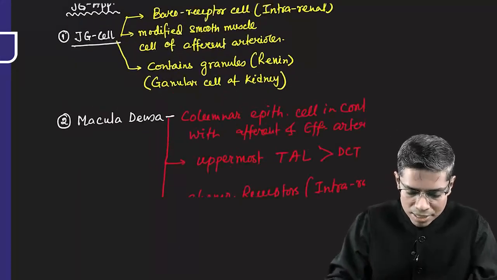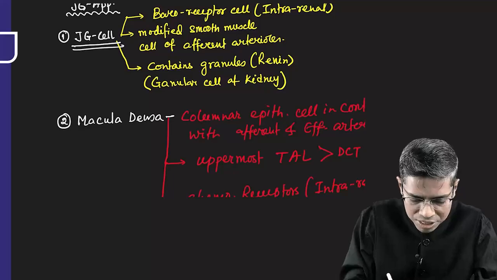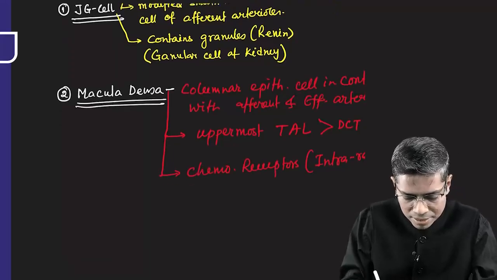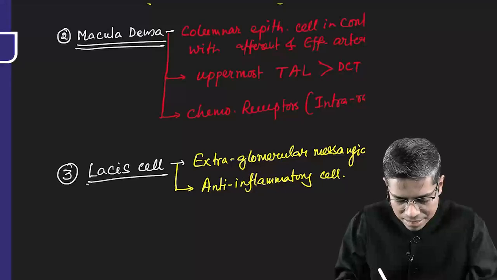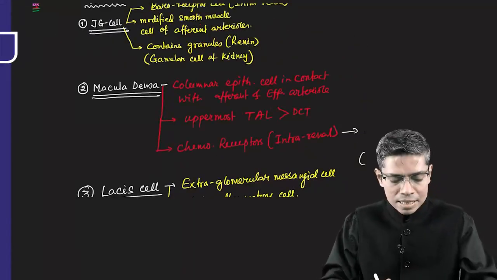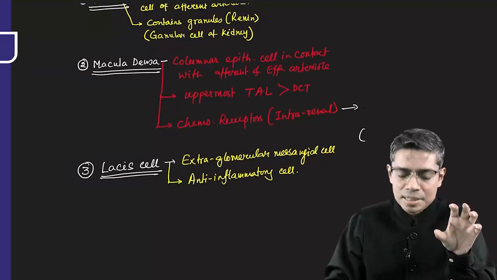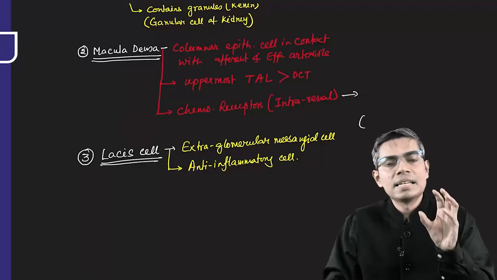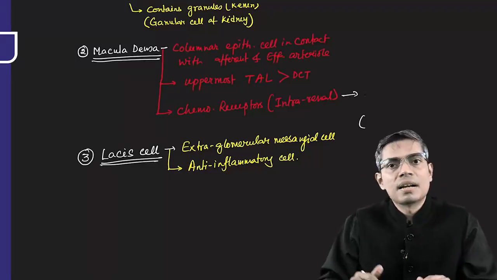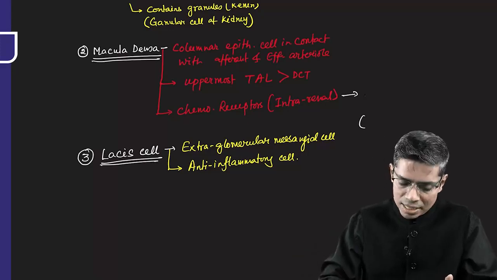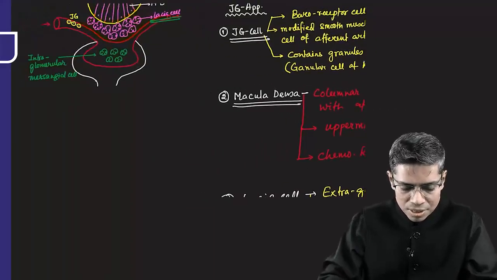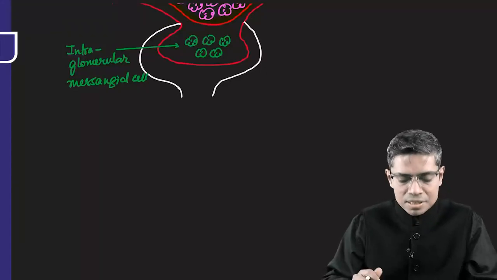So what are the three components? JG cell, which all of you know, macula densa cell, and the Lacis cell. If I have to remember only one more word, then the JG cell is the baroreceptor cell, the macula densa is the chemoreceptor cell, and the Lacis cell is the anti-inflammatory cell. Lacis cells are extraglomerular mesangial cells. I told you that, apart from extra, there are some intraglomerular mesangial cells also.